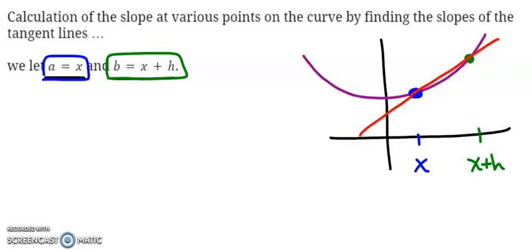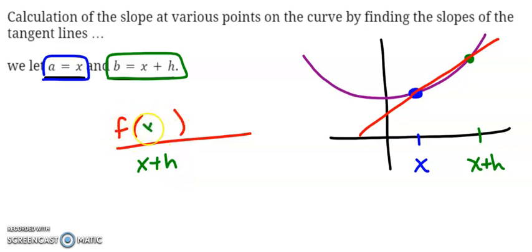My red secant line would have had an input of x plus h and an output of f of x plus h, minus the input of A, which in this case was x, the output, that was f of A, or f of x.